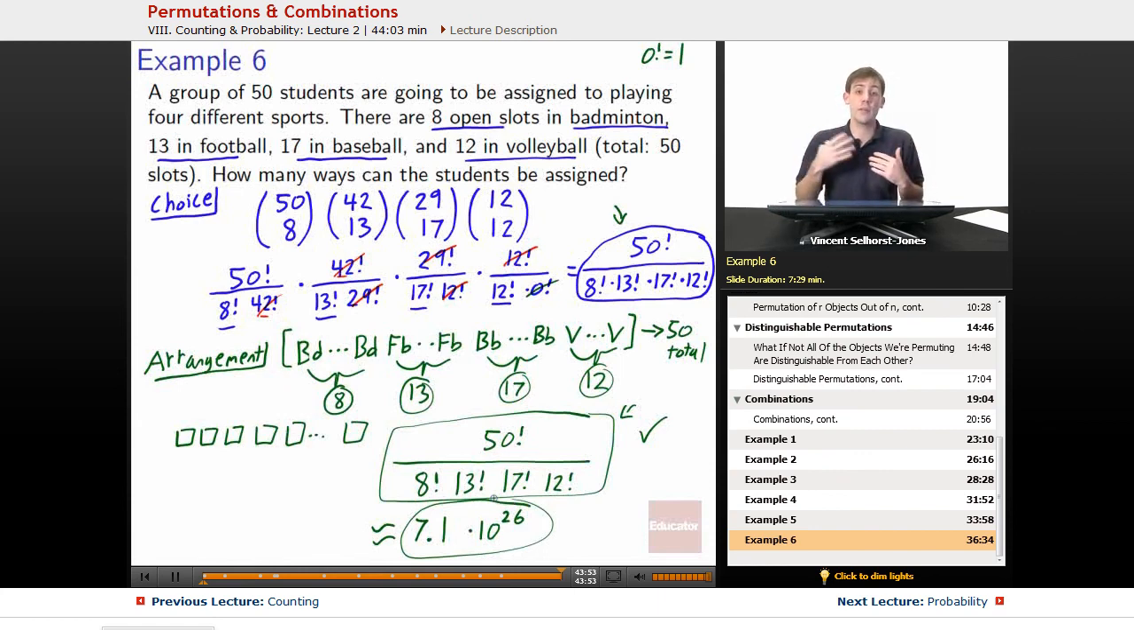Next lesson, we'll see how we can apply this stuff to probability and how we can use all of our work here to get an idea of how likely is a given event to happen.